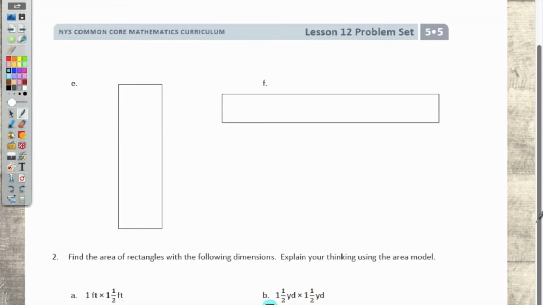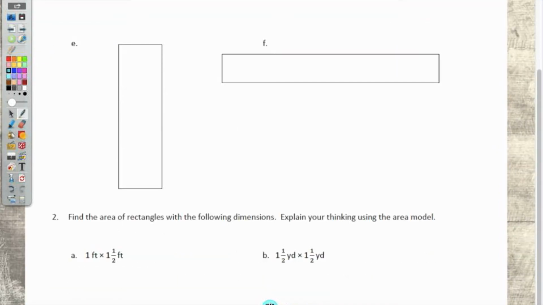I'm going to keep pulling sticks. So I've got, Lexi, what is the length of rectangle E? The top length. Yes. The length is 3/4. You're right. And the width, Emiliano?